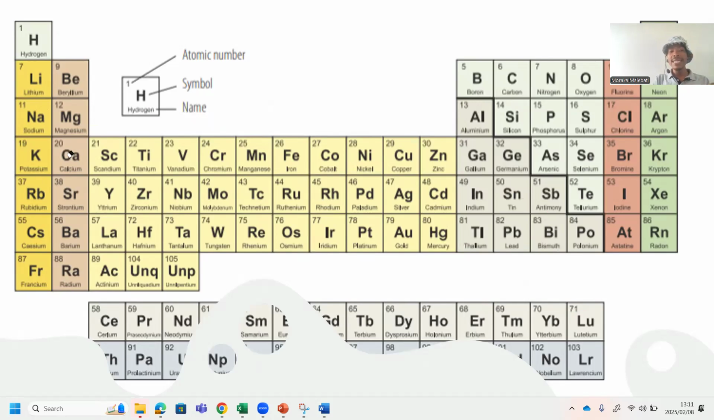Potassium and cesium are more reactive. The potassium and cesium will be more reactive than the lithium, because lithium is up there.